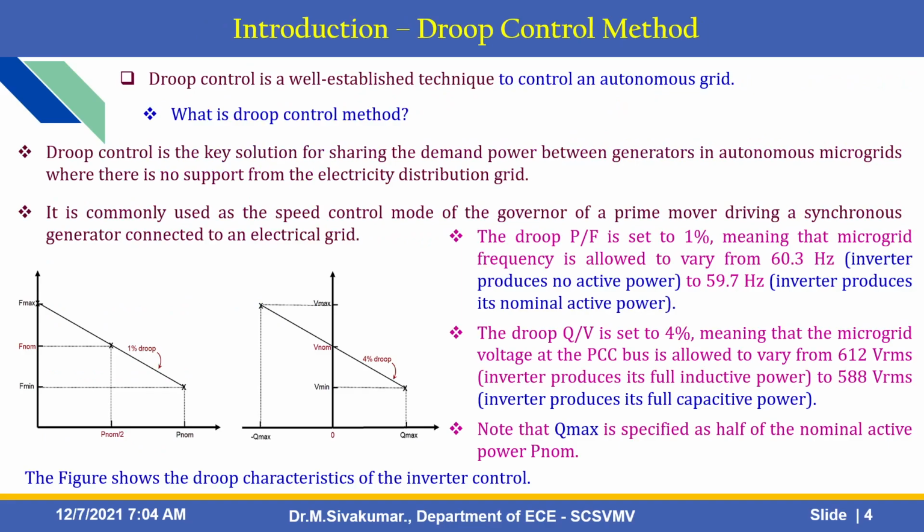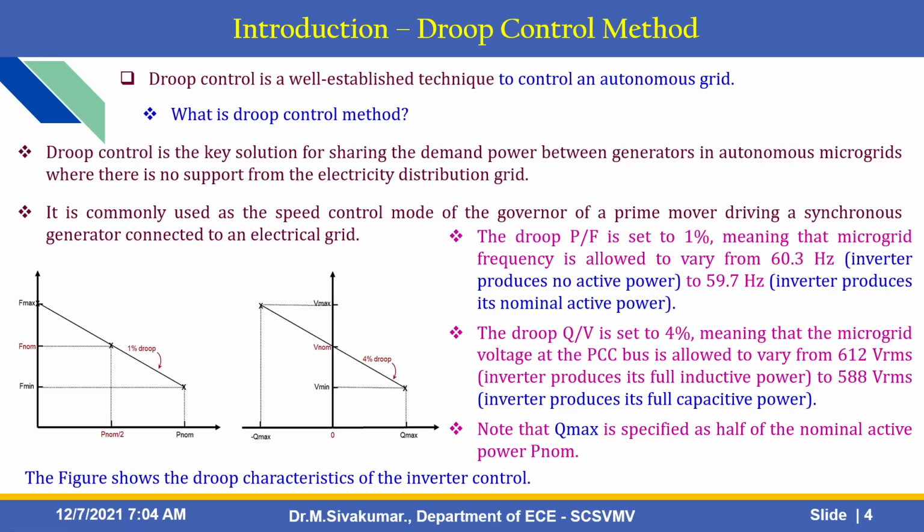Then what is the droop control method? Droop control is a well established technique to control an autonomous grid. Droop control is a key solution for sharing the demand power between generators in autonomous microgrids where there is no support from the electricity distribution grid. So it is a very good technique to control an autonomous grid. It is also commonly used as the speed control mode of a governor of a prime mover driving a synchronous generator connected to a load.